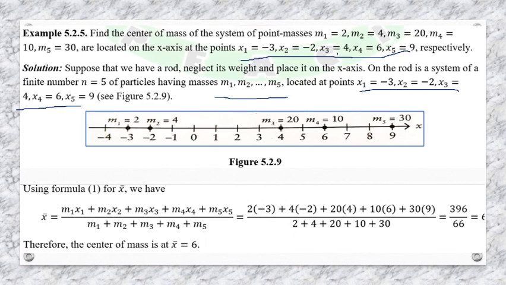Using the formula 1 for x bar, we have this. So m sub 1 is 2. Substitute lang natin si 2. And then m sub 2 is 4 times yung x sub 2 is negative 2. So we get x center of mass is at x bar equals 6. So which means, ang hahanapin nyo lang dito na x as center of mass is yung x sa x-axis.